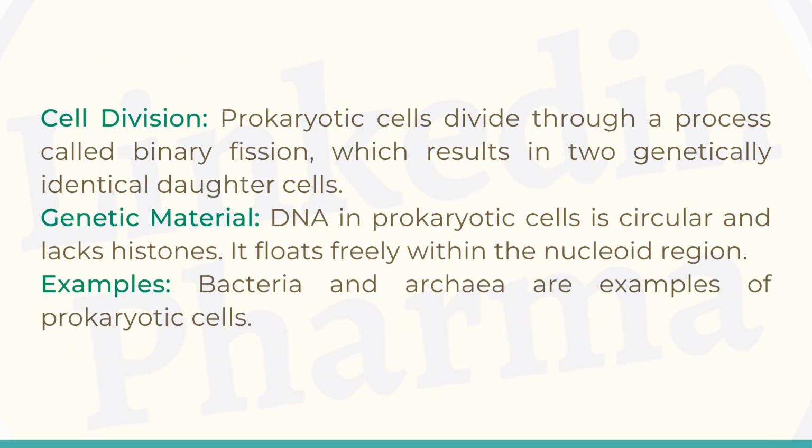Cell division. Prokaryotic cells divide through a process called binary fission, which results in two genetically identical daughter cells. Genetic material. DNA in prokaryotic cells is circular and lacks histones. It floats freely within the nucleoid region. Examples. Bacteria and archaea are examples of prokaryotic cells.